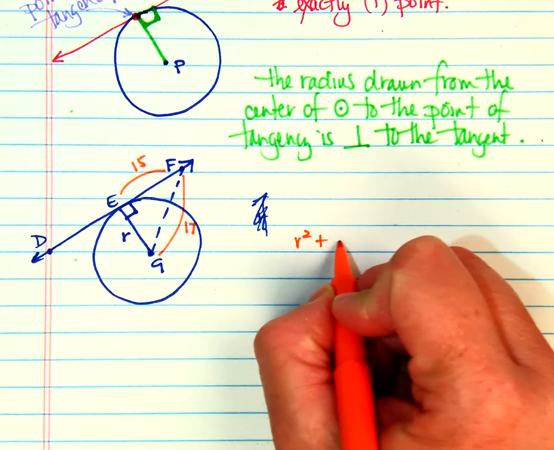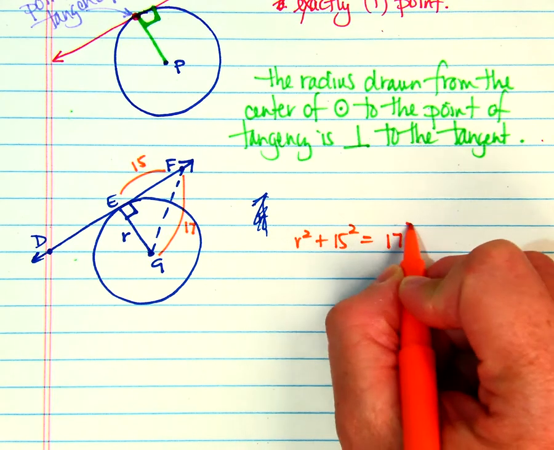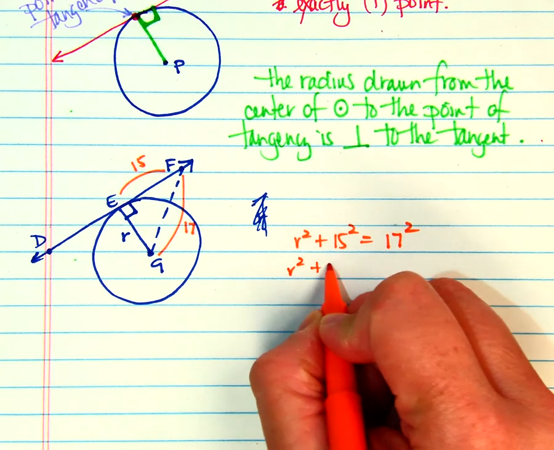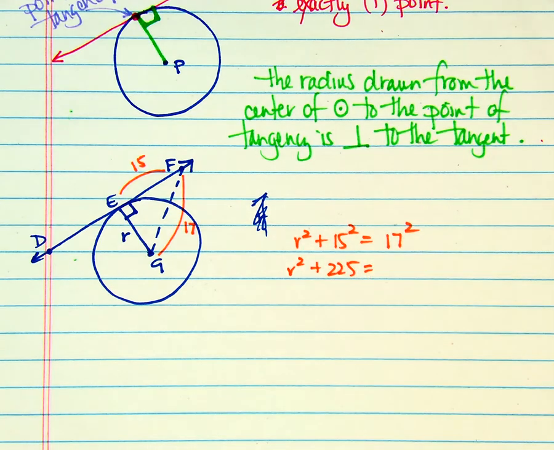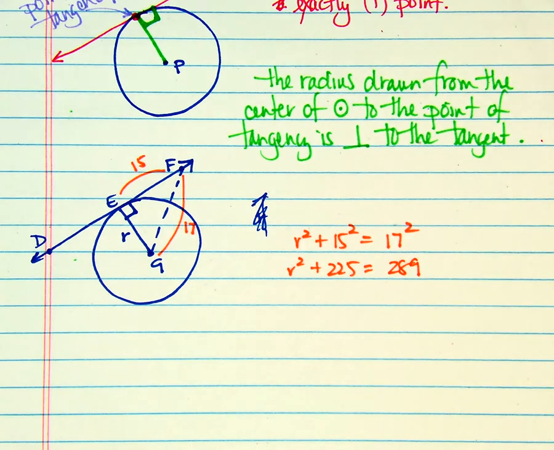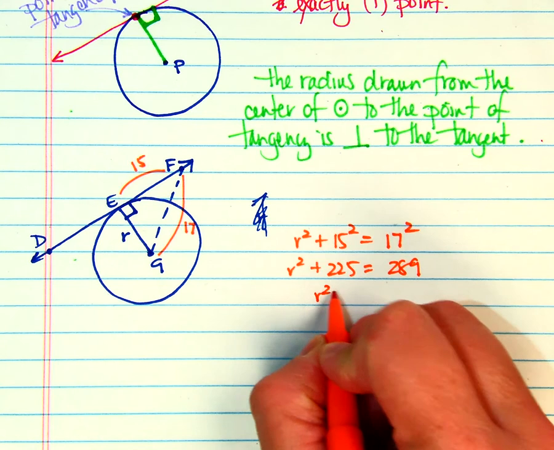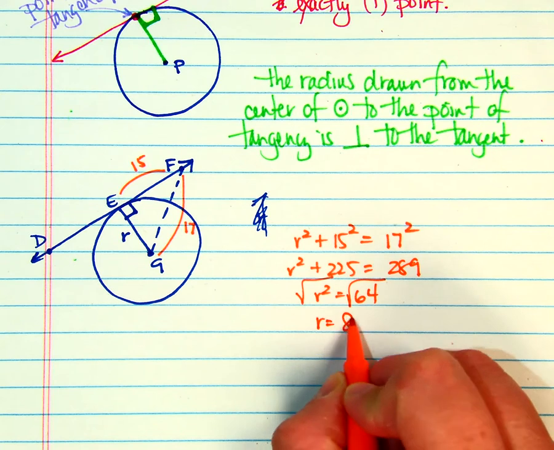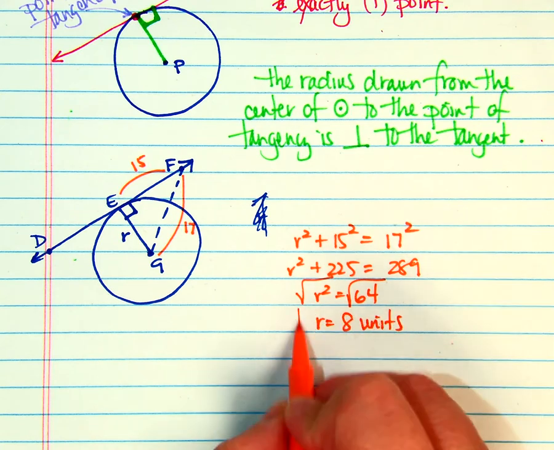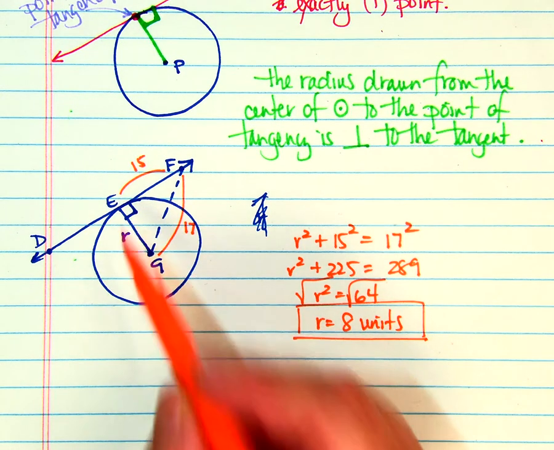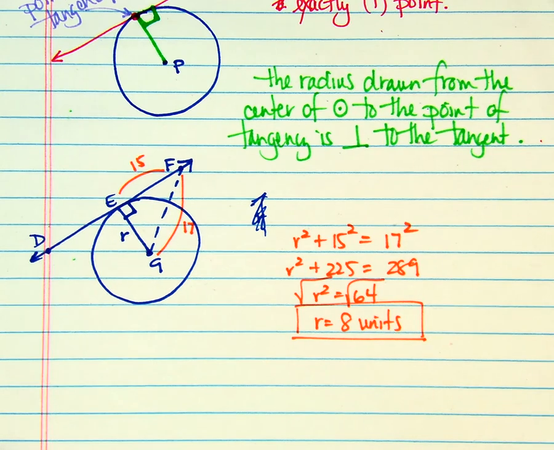So the radius squared plus 15 squared equals 17 squared. So we have the radius squared plus 225 equals, I believe, 289. Subtract 225 from both sides. So r squared equals 64. Square root, so you end up with a radius of 8 units. So you're going to be using the Pythagorean theorem a lot again because of this relationship. Okay, we're going to build on that.